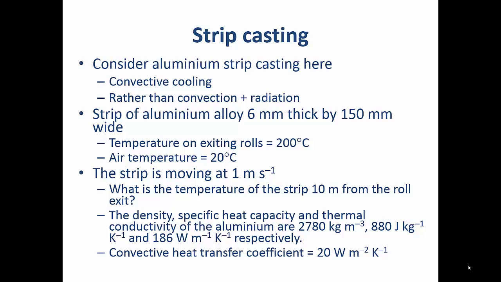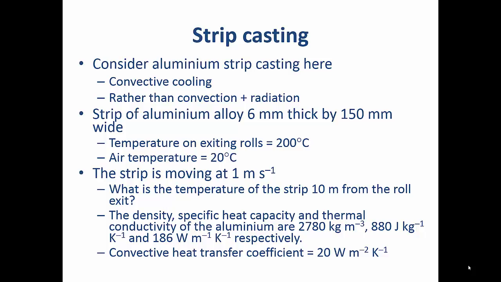So I'm going to do this in the context of strip casting, and I'm going to do it specifically related to aluminium strip casting, where we can say that convective cooling is the dominant term. It doesn't mean there's no radiation, but convection will be dominant. And of course you can always incorporate radiation in a simplistic fashion by assigning a radiative heat transfer coefficient in terms of the convective one.